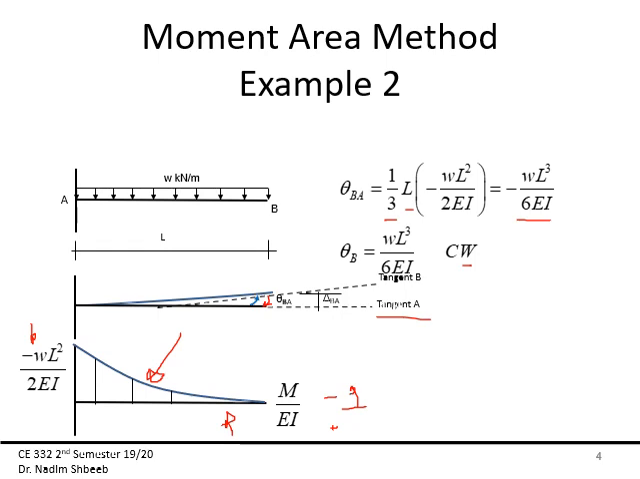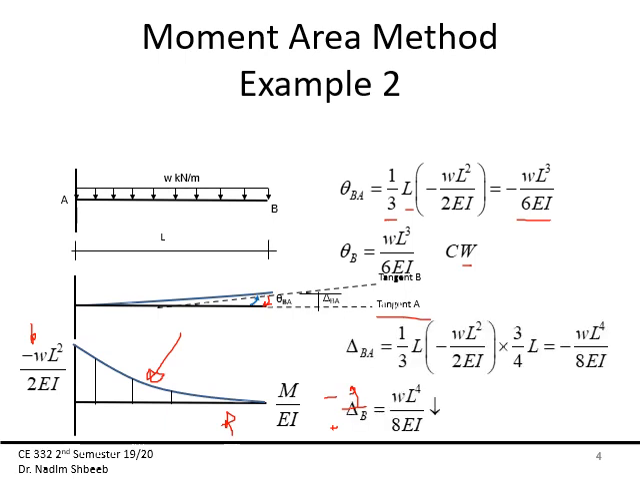Okay, so I will move on and figure out what delta BA is. Now delta BA is the vertical deviation from point B on the elastic curve, measured from the tangent at A. And then that area would be 1/3 times L times minus WL squared over 2EI. Since it's about point B, then this is going to be 3/4 of L, and then this is going to be minus WL to the 4 over 8EI.